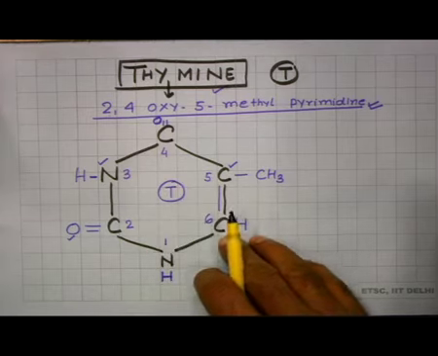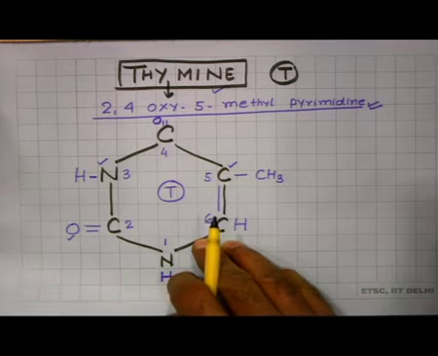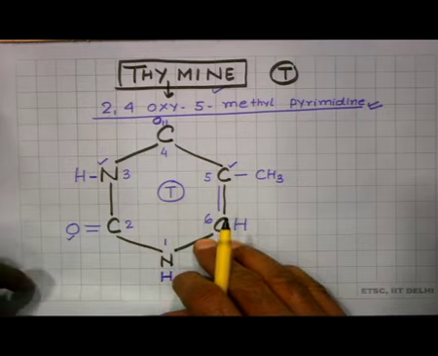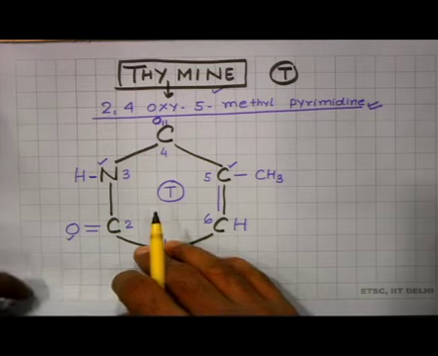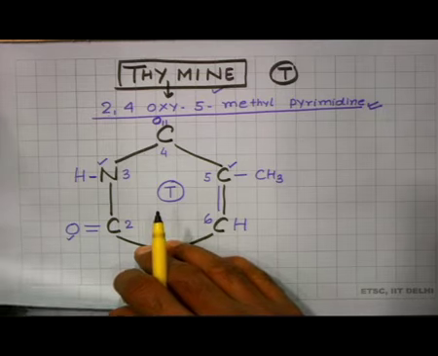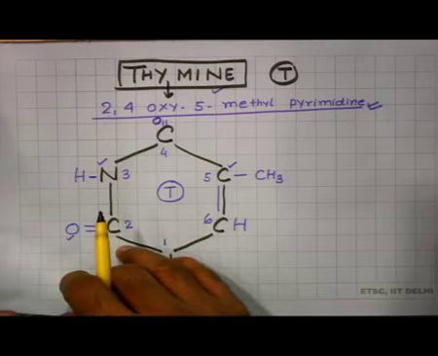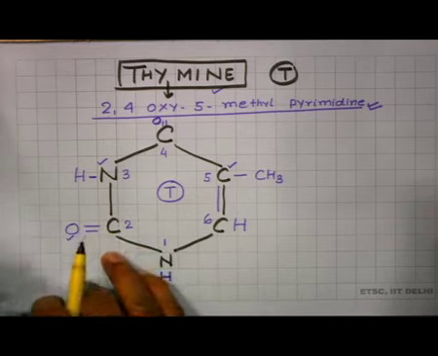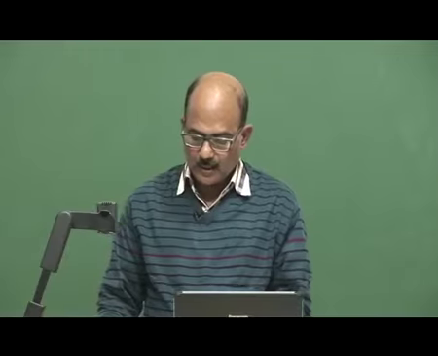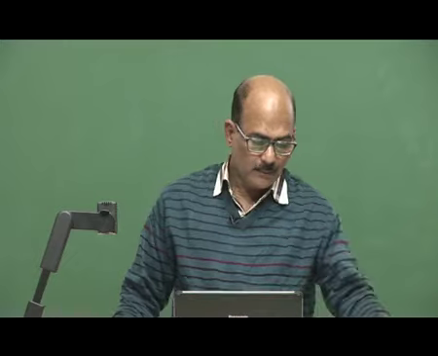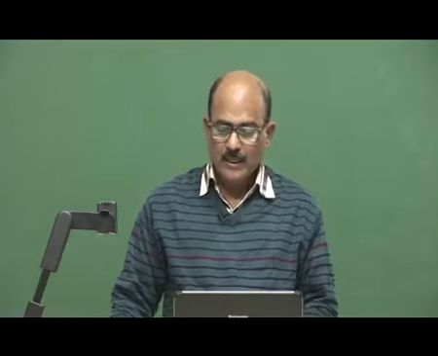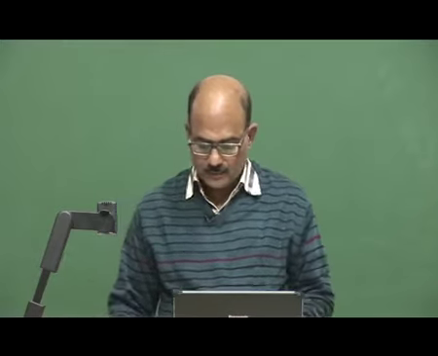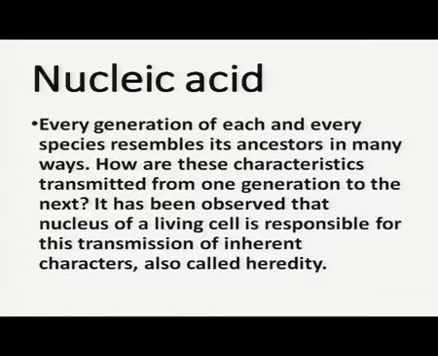By knowing this structure, we are able to write all the structures of purine and pyrimidine. Purines are of 2 types and pyrimidines are of 3 types. And by knowing this structure, we can easily write the structure of all 3 nitrogenous bases.